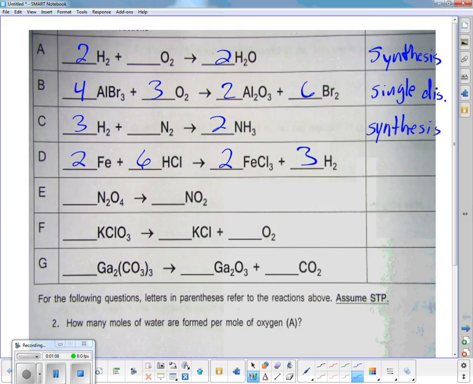Say it louder. Single displacement. Good. I can't write today. Okay. All right, who's got E?